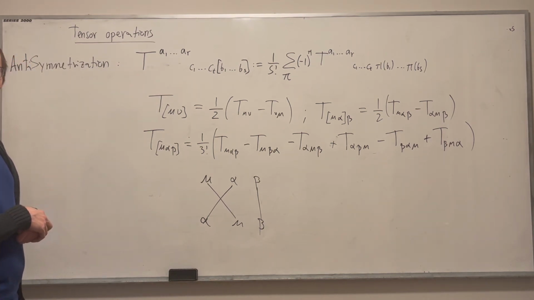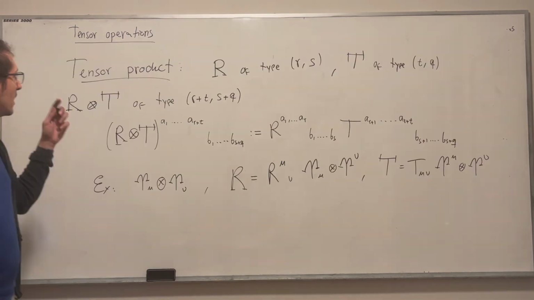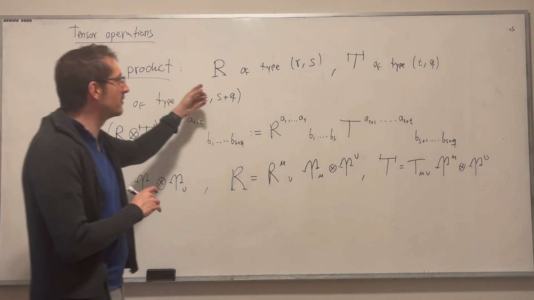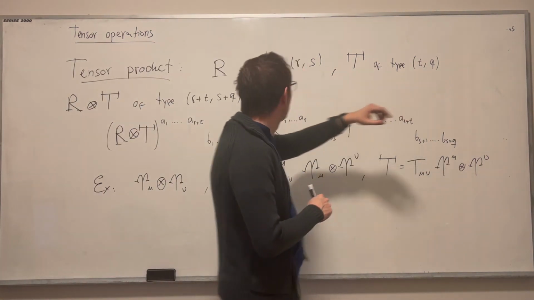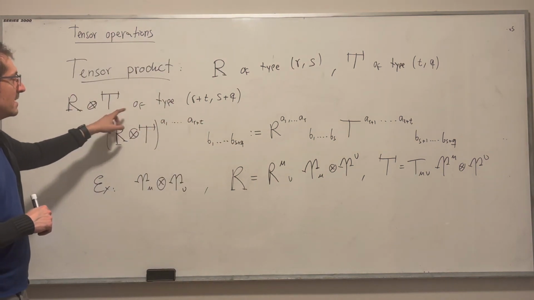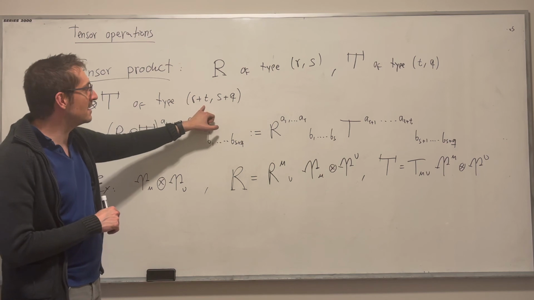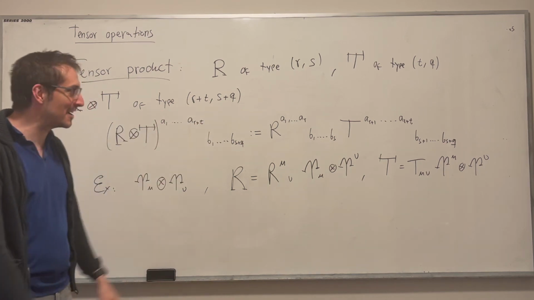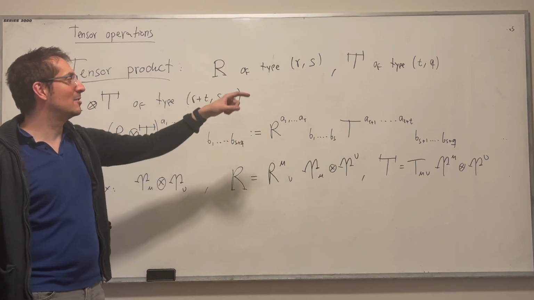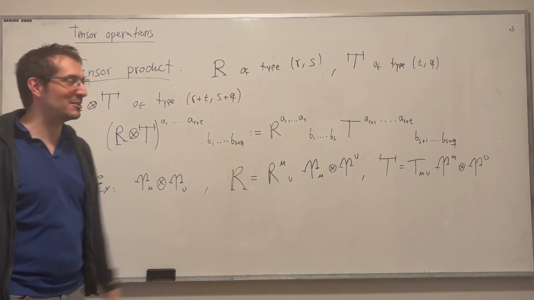All right, wonderful. Let's see another operation that you have seen at the very least in quantum mechanics. We define the tensor product of two tensors R of type (r, s) and T of type (t, q). We call it R tensor T, and it's a new tensor of type (r+t, s+q), so the type sum. It is as many times contravariant as R and T combined, and as many times covariant as R and T combined.